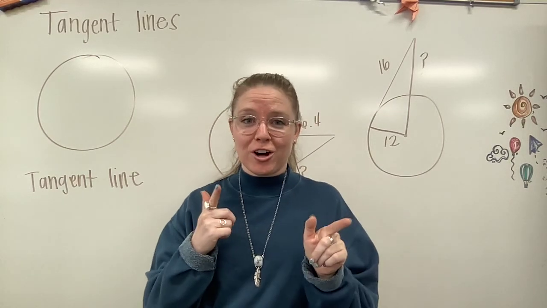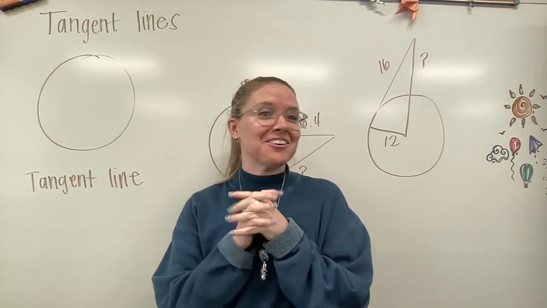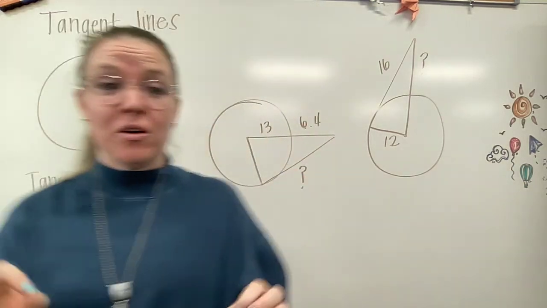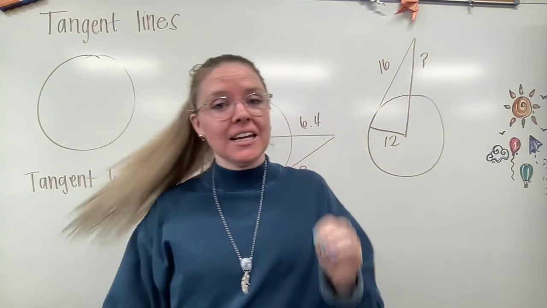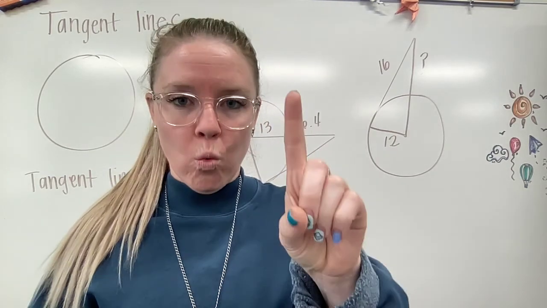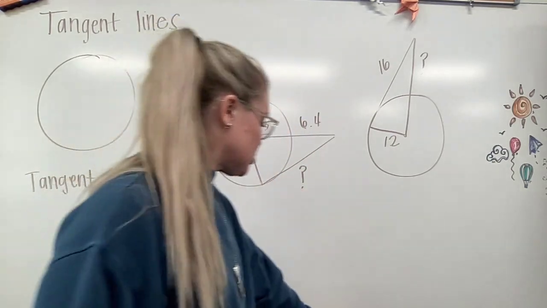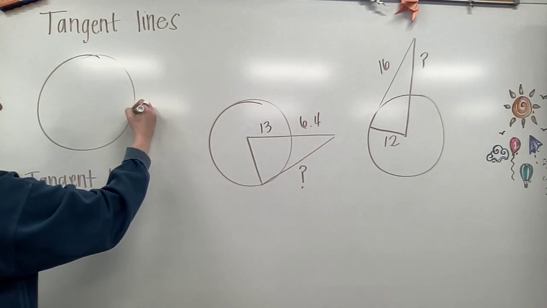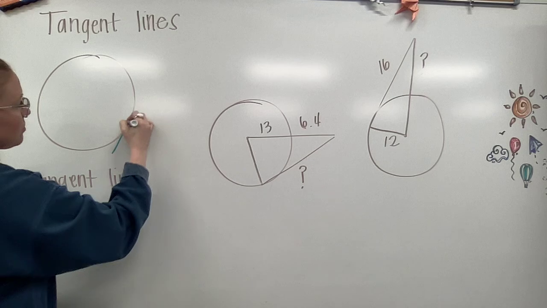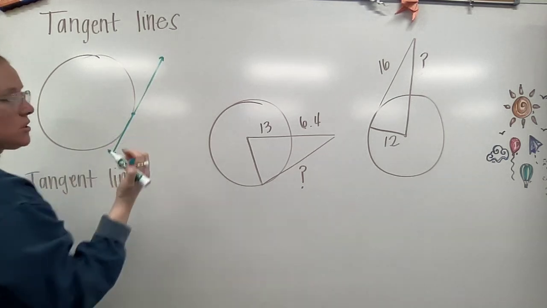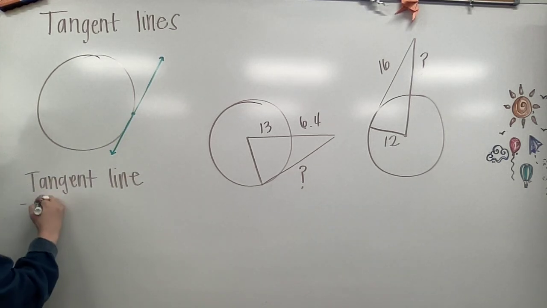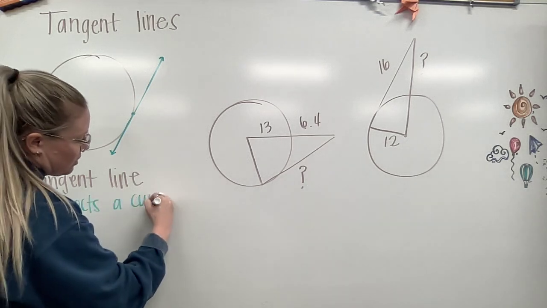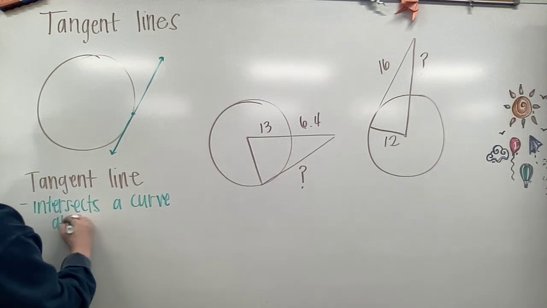Continuing on with our circle theme, we are now going to be talking about tangent lines. A tangent is a line that intersects a curve at one point. So if we're looking at our circle here, a tangent line is going to come in and just touch at one point. And there's our tangent line, okay? So a tangent line intersects a curve at one point.